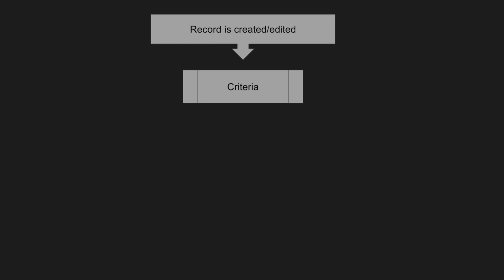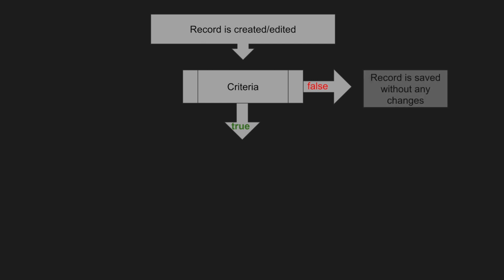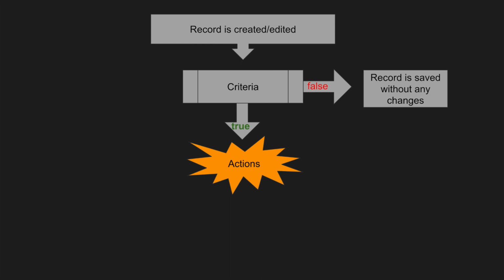So let's imagine a record is being created or it's being edited. Let's imagine a certain object, and that object has a record that is being created or edited, and the workflow rule has certain criteria on that object, and the criteria evaluates to either true or false. If the criteria evaluates to false, the record is saved without any changes. But if the criteria evaluates to true, certain actions happen.